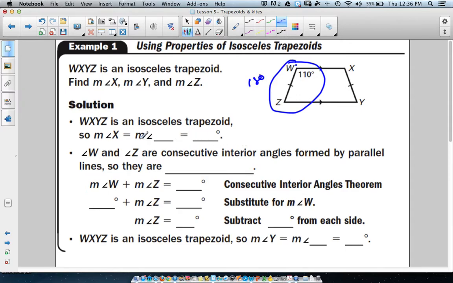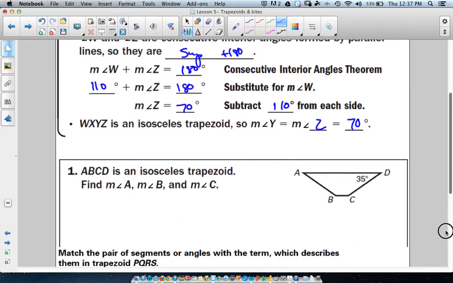So find the measure of angle Y, X, and Z. Let's take a look at this. Measure of angle X is the same as measure of angle W, which equals 110. And therefore, these are supplementary, they add to 180. We say that W plus Z is equal to 180. We said that before. W is 110, and Z is, well, we don't know yet, but we know that these are equal to 180. So we subtract 110 from each side, we get 70. So we know that measure of angle Z is 70, and measure of angle Y and measure of angle Z are the same because they're both base angles. So that means that this is 70 also.